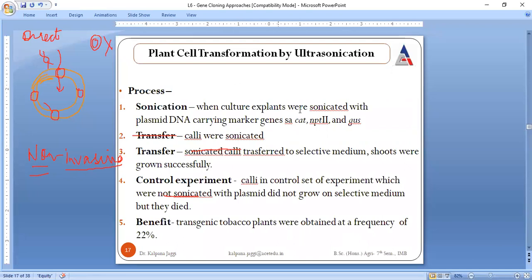we come to the process of ultrasonication. Because the very first step is to transfer the gene, that means we need to change the permeability of the membrane. So the first step is sonication. Then once the permeability of the membrane is changed, the calli are sonicated and they will be transferred here. And side by side, a control experiment can also be conducted to see whether the plasmid grows or not, right?